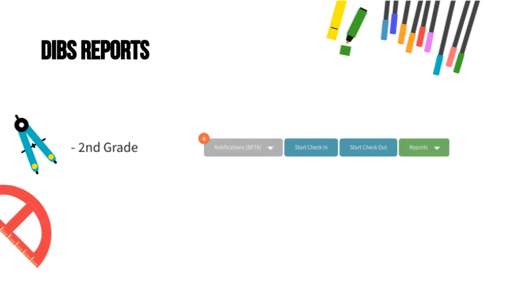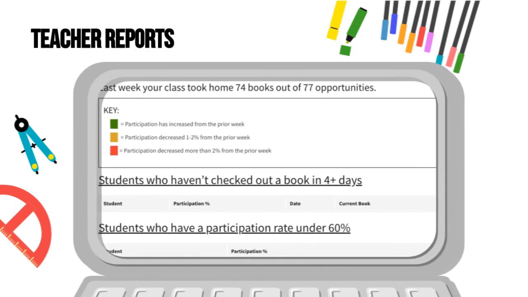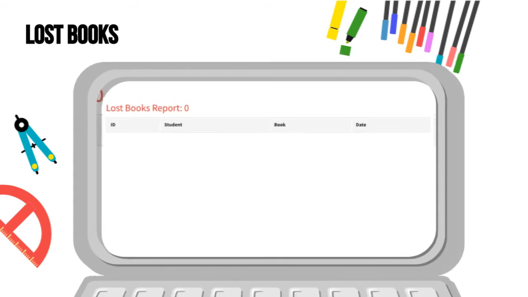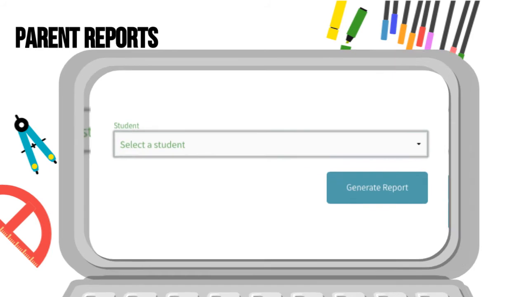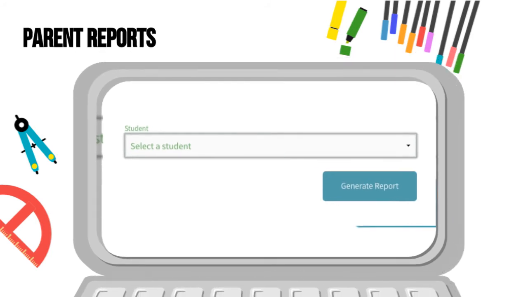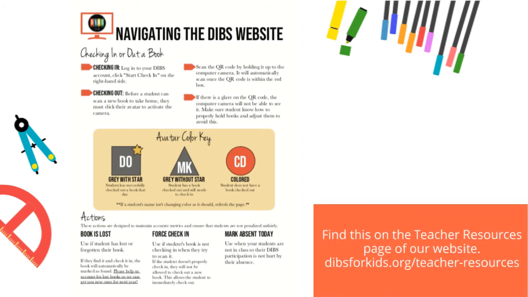Also in your DIBS dashboard, there's a button labeled Reports. Teacher Reports shows you which students are participating and which aren't, allowing you to take action accordingly. Lost Books shows any books your class has marked lost and not returned. Classroom Overview shows a graph of class participation, and Parent Reports allows you to generate student-specific reports to share with parents at conferences. If you ever forget any of these instructions, there's a Navigating the DIBS website paper in your teacher folder that you can reference.